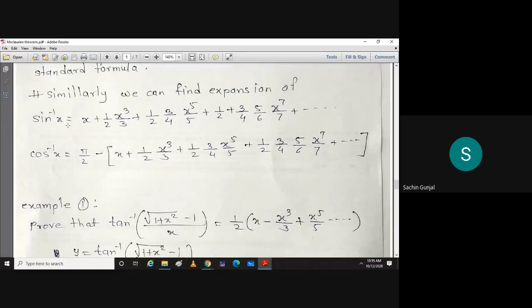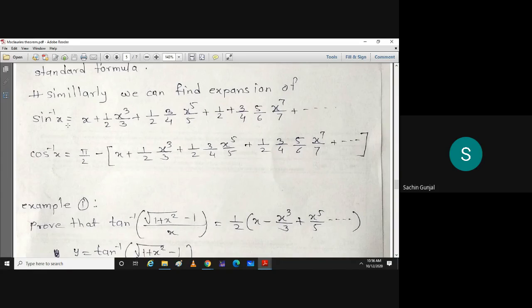Okay. Can't we use the direct binomial expansion of 1 minus x square raised to minus half? Yes, sir, we can do. Okay, so just note down somewhere. So y is equal to sine inverse x, then dy by dx is equal to 1 upon under root 1 minus x square, which is nothing but 1 minus x square raised to minus half. Then expand this using binomial expansion.